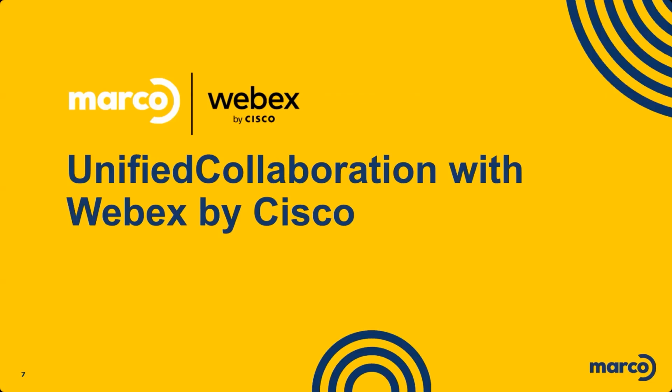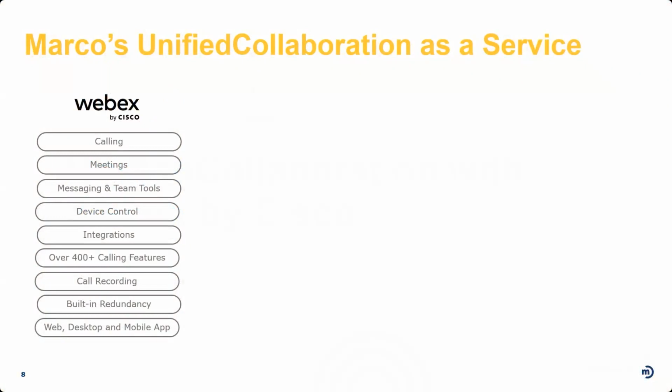So ours is Unified Collaboration, and it's powered by Webex by Cisco. So basically, we're building on top of the Webex calling portfolio or meetings and all the different things that are offered in there as a solution. So first off, on the Webex side of it, this is kind of what their offering includes. Calling, meetings like Webex meetings like we're on now, messaging and team tools, so that may be just instant messaging or chat between employees within the company or external employees or customers.